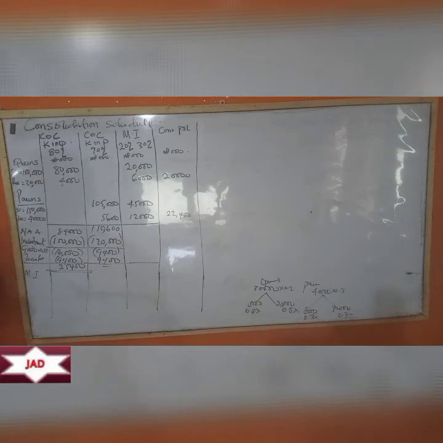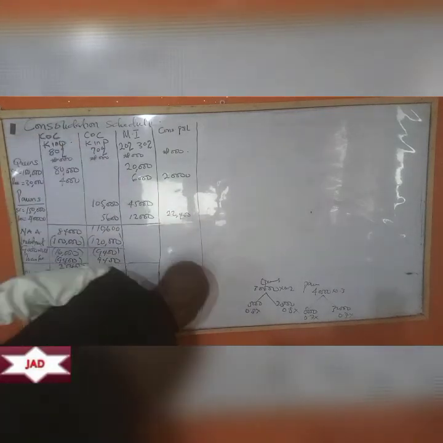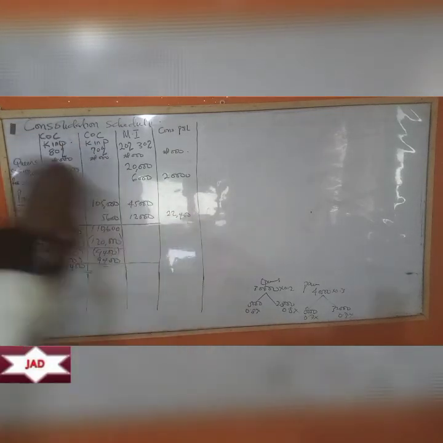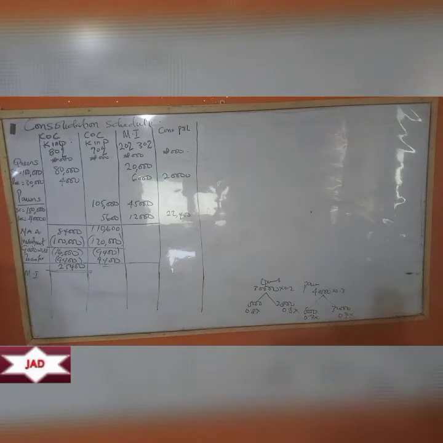So what's our minority interest? That will be addition of all this. We have 20,000 plus 6,000 plus 45,000 plus 12,000, 83,000.